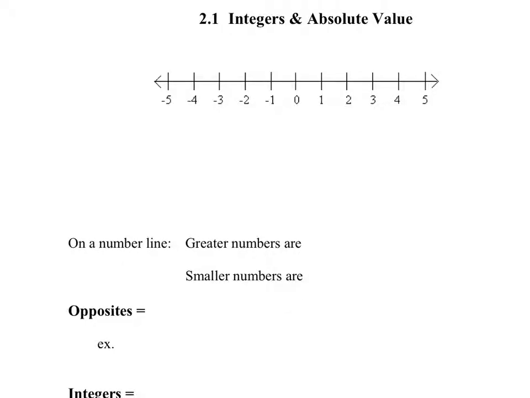Chapter 2 is all about integers. Integers are numbers that don't have any decimals or fractions. So it should be a pretty fraction-free, decimal-free chapter. You're going to love it. Okay, but Chapter 2, Section 1 is integers and absolute value.